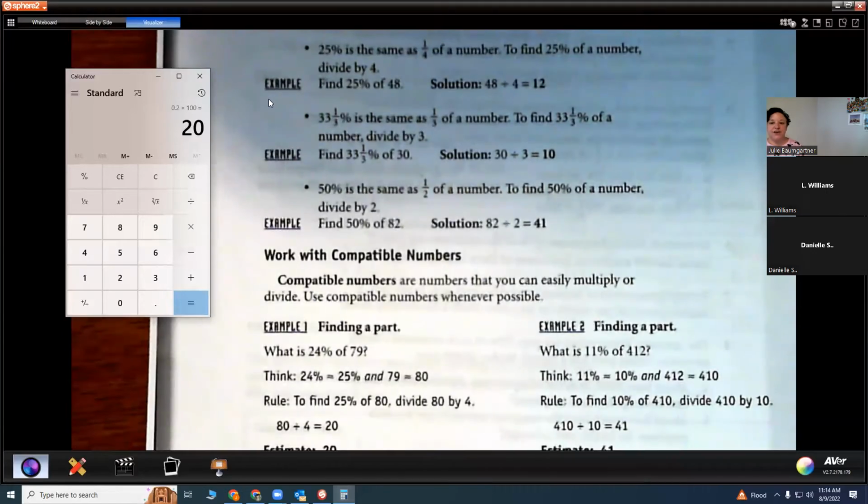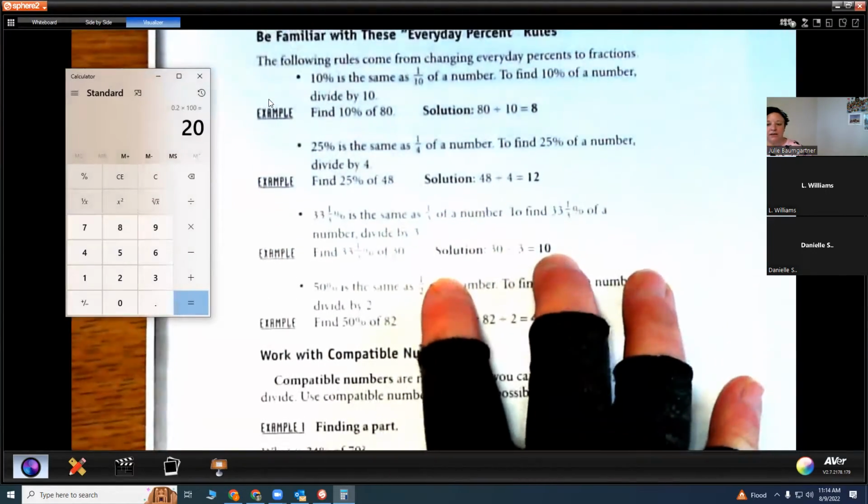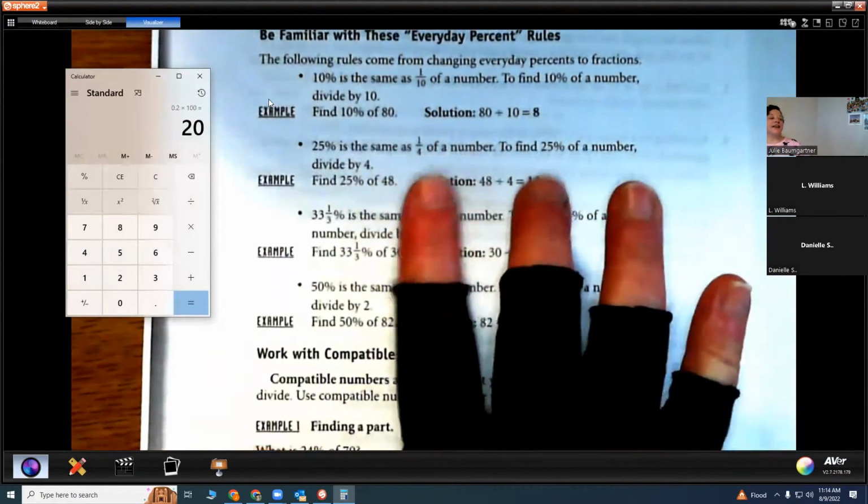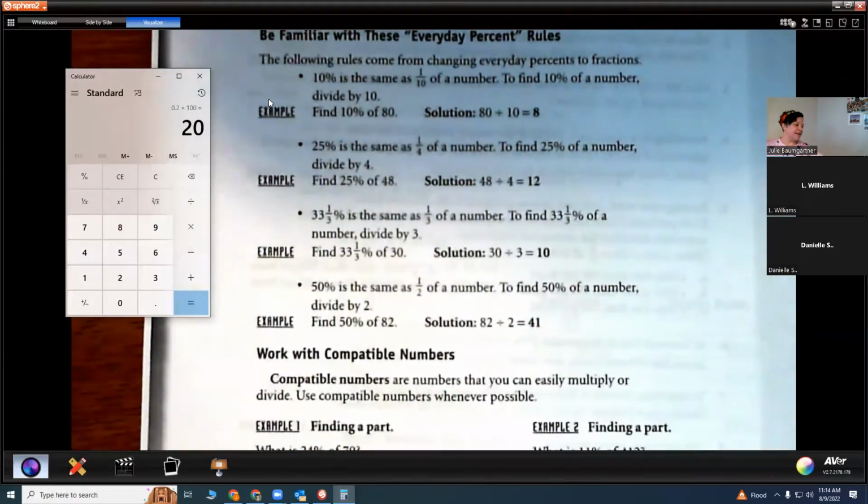So I don't know if you do this when you're shopping on sales and trying to figure out how much your discount is. If it's a 25% discount, you get 1/4 of the price off, 1/3 of the price off. 50% off sounds good.